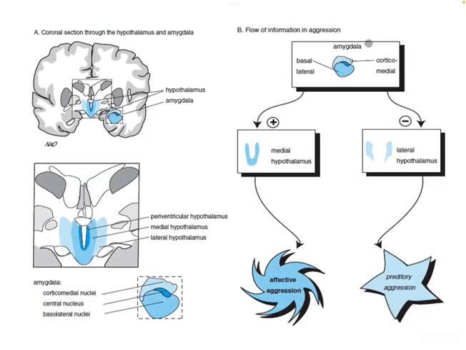In primates like humans, the basal lateral nuclei of amygdala provide excitatory inputs to medial hypothalamus, and play a major role in affective aggression, for example, for maintaining a position in social hierarchy. While amygdala corticomedial nuclei give inhibitory inputs to lateral hypothalamus and thus suppress the predatory aggression. So in primates there is a suppression of the predatory aggression.